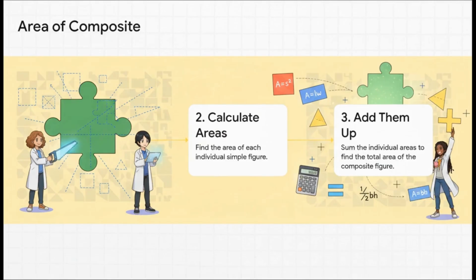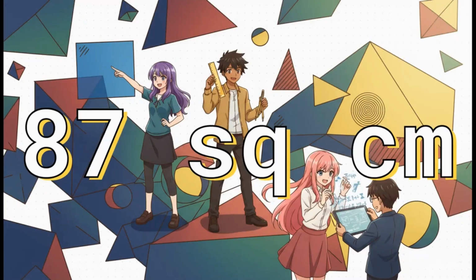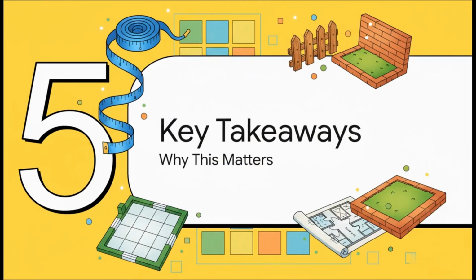Well, the strategy is both simple and incredibly powerful. You just break it down. You slice up the complex shape into familiar pieces, like a few rectangles and maybe a square. Find the area of each of those easy pieces and then just add them all together. So by using that simple break it down method, dividing the weird shape into smaller, manageable chunks, finding their individual areas, and then adding them all up, we get a total of 87 square centimeters. What looked like a really intimidating problem at first just becomes a simple addition task. It's a great trick.